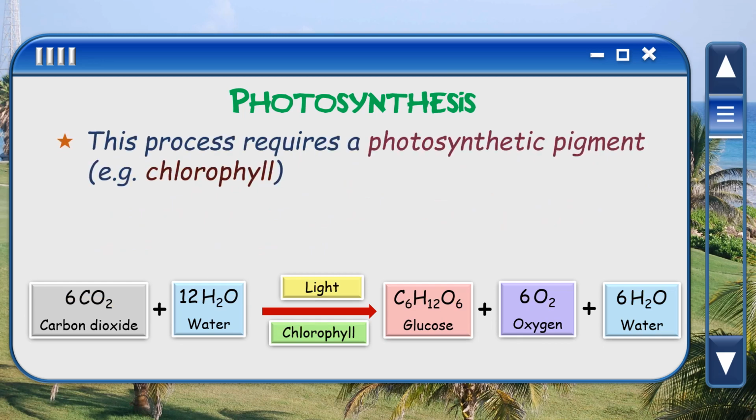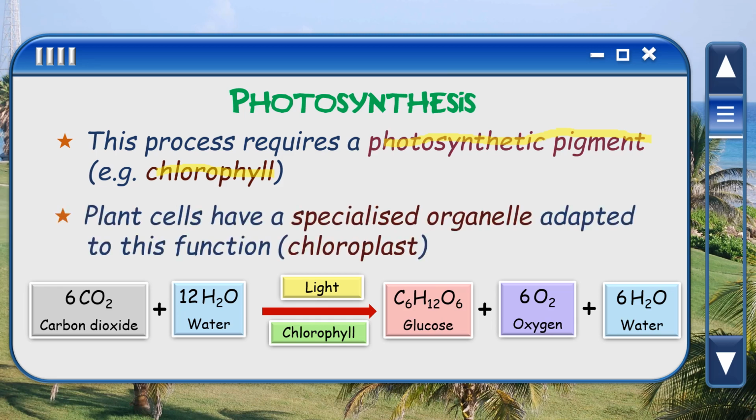This process requires photosynthetic pigments, and the photosynthetic pigment we always talk about is chlorophyll. Plant cells have specialized organelles adapted for this function of photosynthesis, and they are called chloroplasts. The chloroplasts are the ones that have chlorophyll, and chlorophyll is the one that traps sunlight energy.